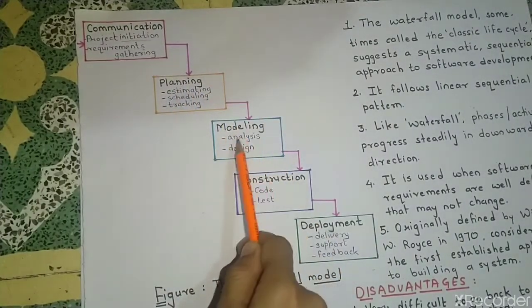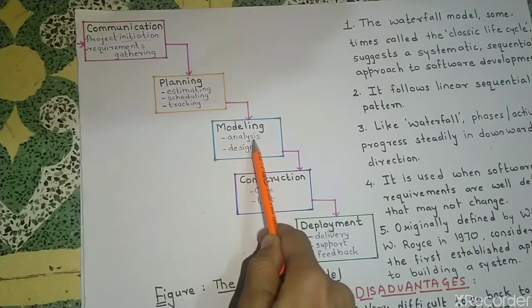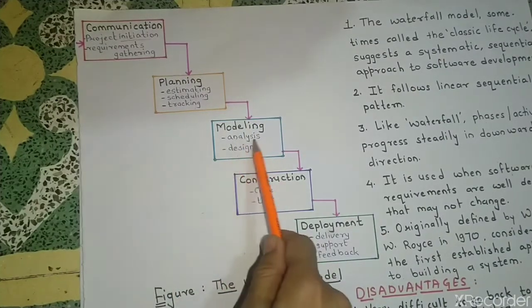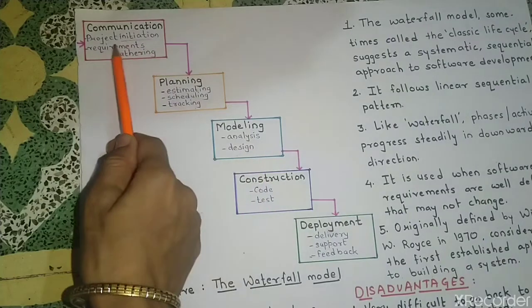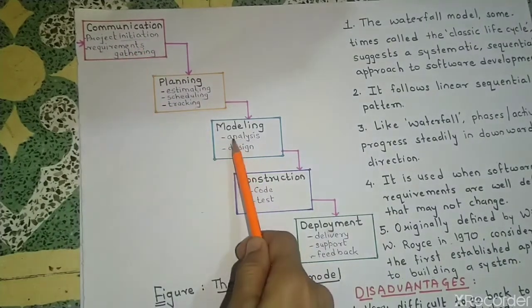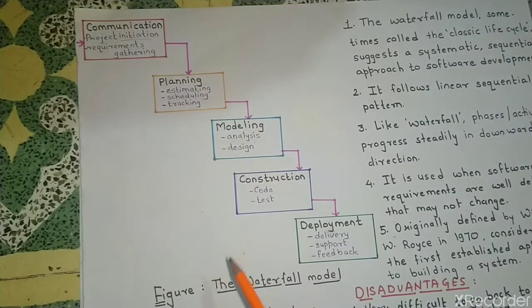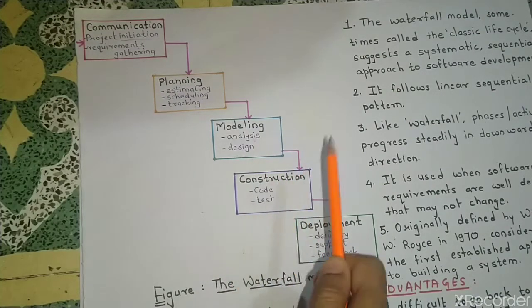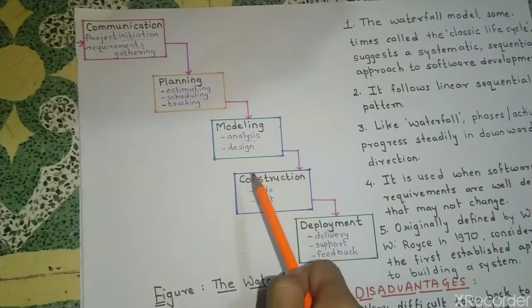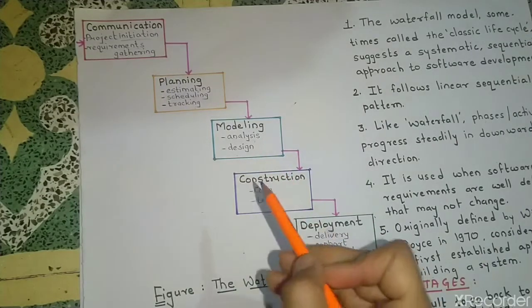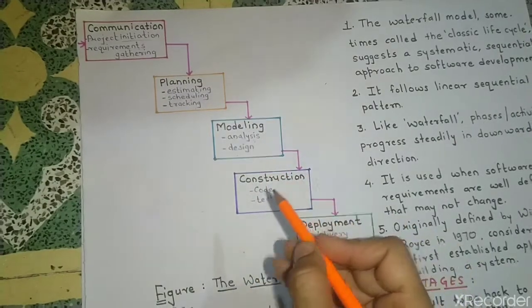So in modeling, we have two activities, analysis and design. What we are analyzing here are the requirements which we have collected. We are going to analyze them. It means we are going to understand them. Okay, so when I say I am going to prepare a system where the classrooms are monitored.